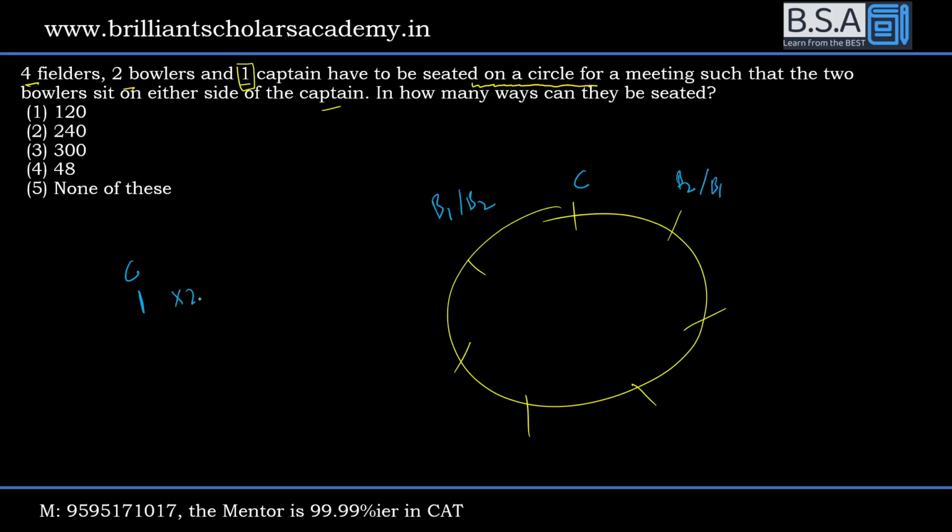There are 2 possibilities for bowlers. अब बाकी बचे 1 2 3 4, बाकी बचे 4 फैक्टोरियल, क्योंकि पहले वाले फील्डर को 4 ऑप्शंस रहेंगे, अगले वाले को 3, फिर 2, फिर 1. So 4 factorial into 2, there are 48 ways. 48 ways is the answer.